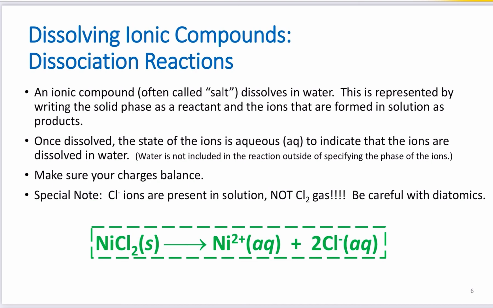We do not get nickel ions and chlorine. We get nickel ions and chloride ions. Just like if I dissolve sodium chloride in solution, it is sodium ions and chloride ions, not sodium metal and chlorine gas.